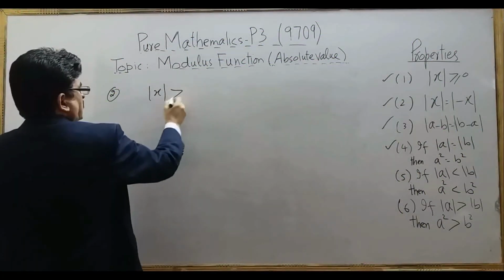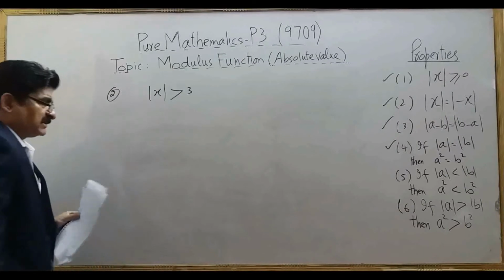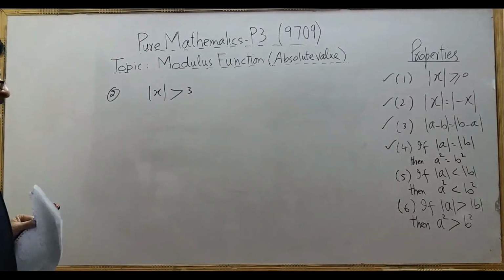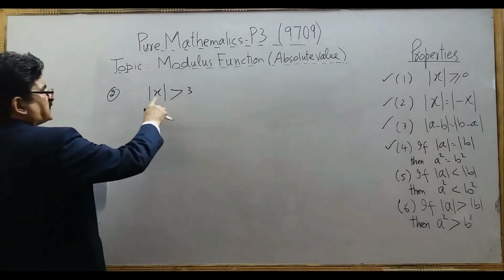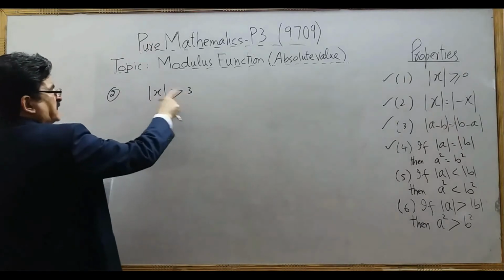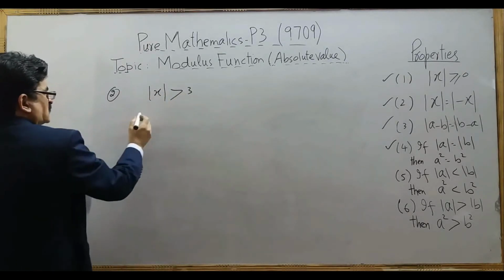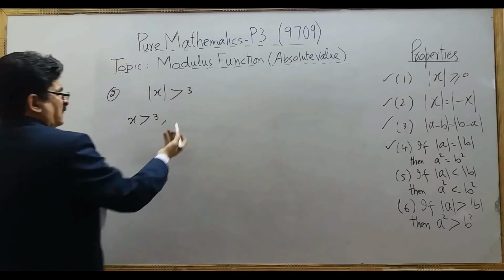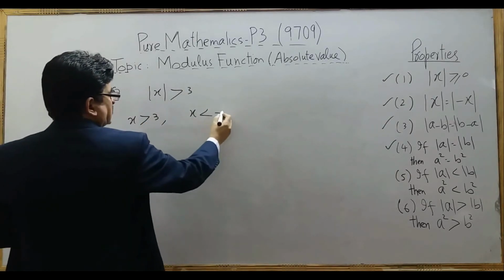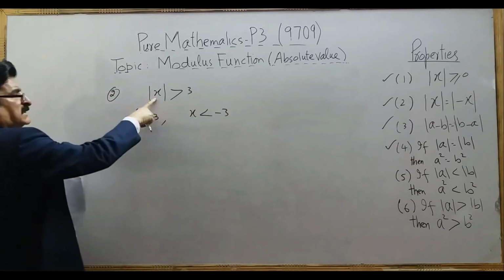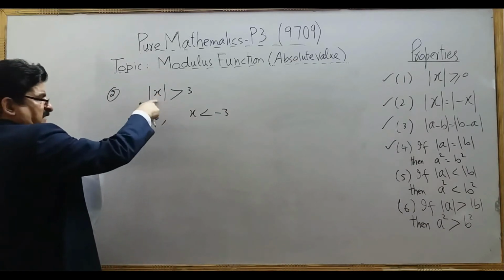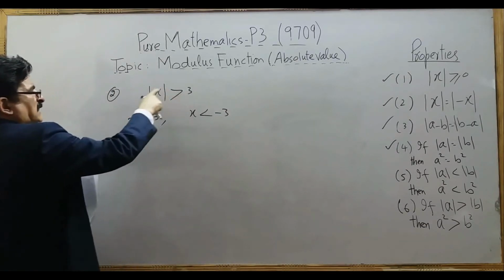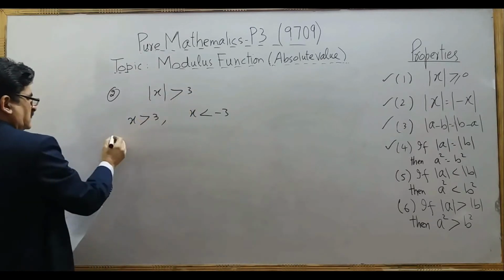Example 2, same example but the inequality is changed. We have |x| greater than 3. Now algebraically you just see that 4 is greater than 3, 5 is greater than 3. So one solution is x greater than 3. And obviously the second solution will be x less than minus 3, because if you take |-4|, it will become plus 4 and will be greater than 3, |-5| greater than 3.